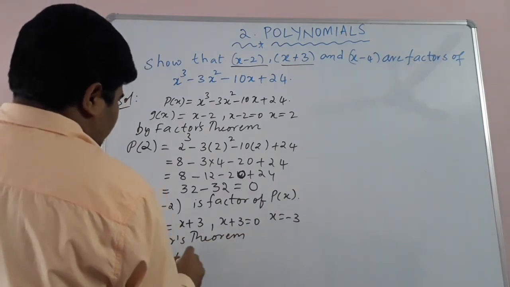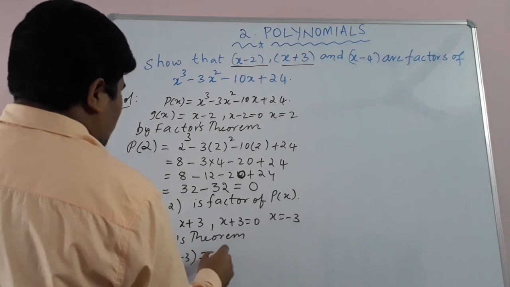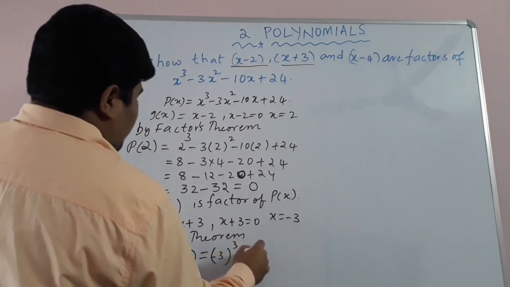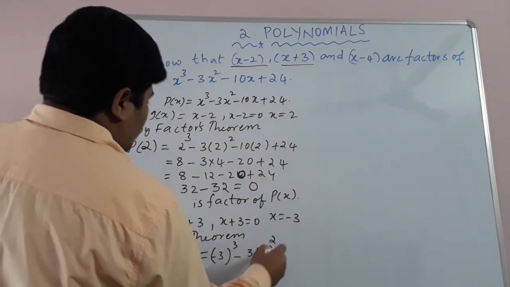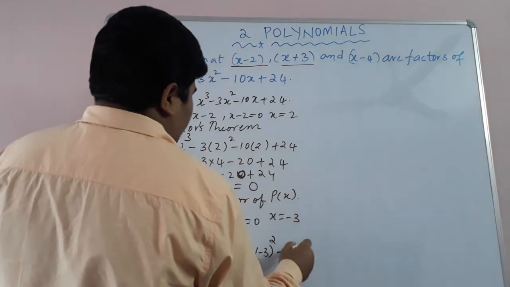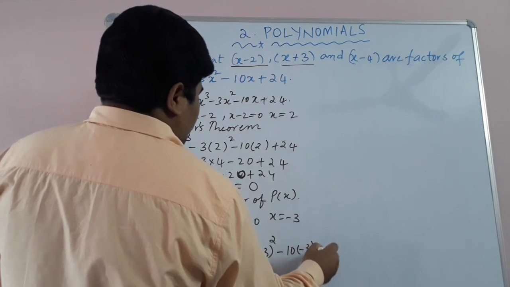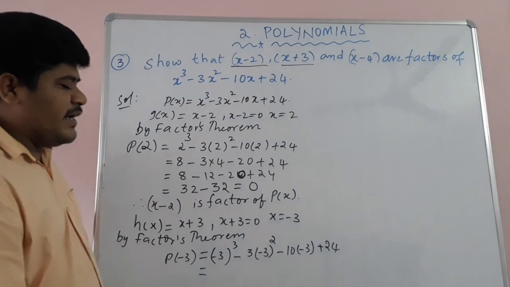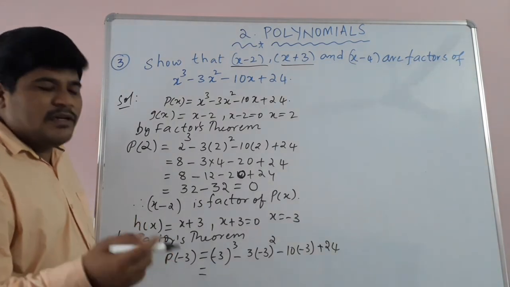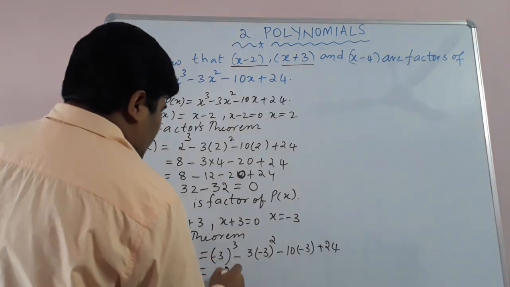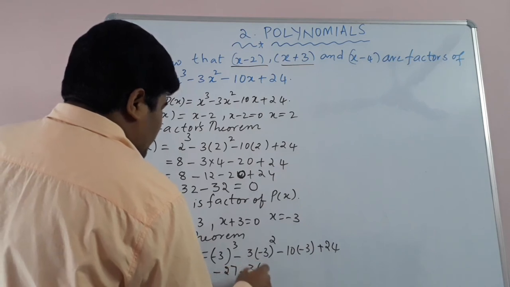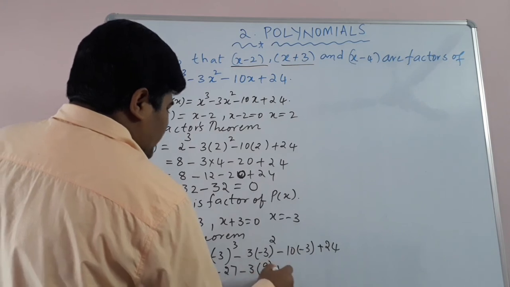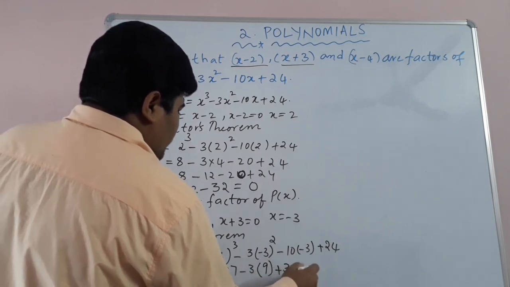P of minus 3. P of minus 3 is equal to minus 3 cube, minus 3 into minus 3 square, now minus 10 into minus 3 plus 24, children. So what is the number? Minus 3 cube value, children. Negative number to the power of odd number is negative. So this is minus 3 cube, minus 27. Minus 3 into minus 3 square is plus 9, children. Minus into minus is plus, 10 3s are 30 plus 24.